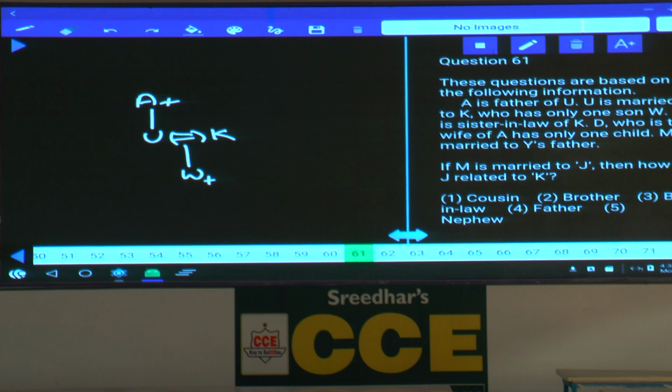M is sister-in-law of K. D, who is the wife of A, has only one child. Now D is the wife of A, and has only one child. Now M is the sister-in-law of K.